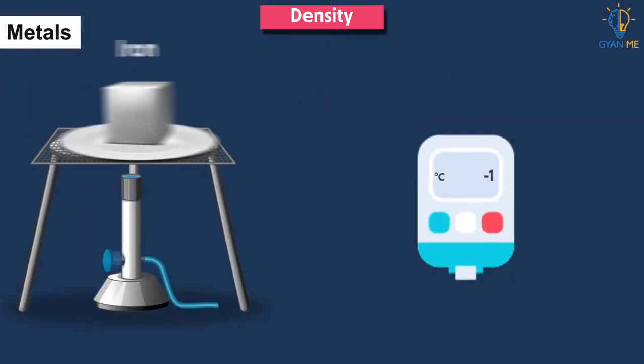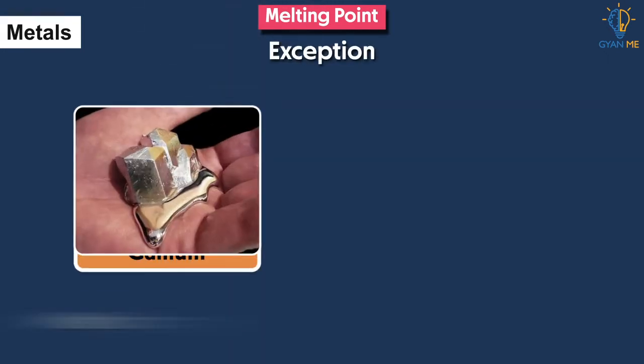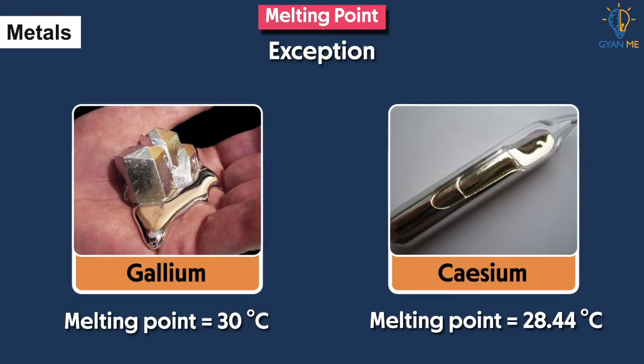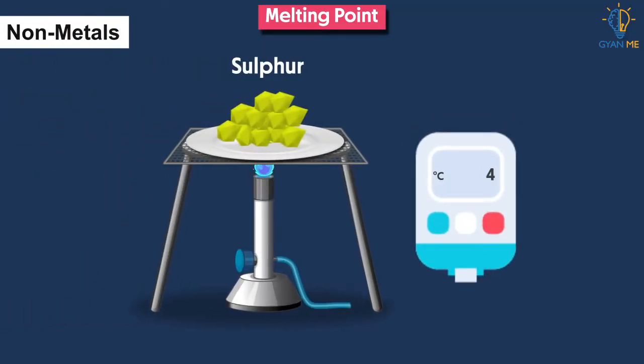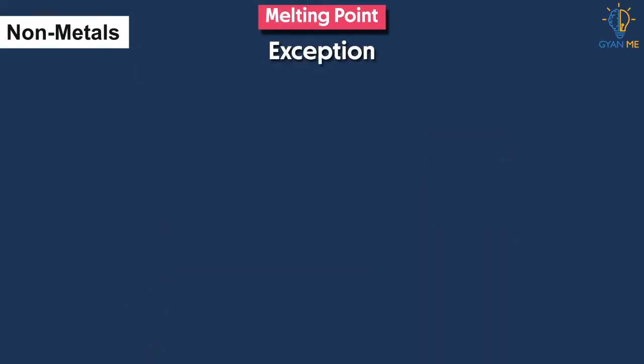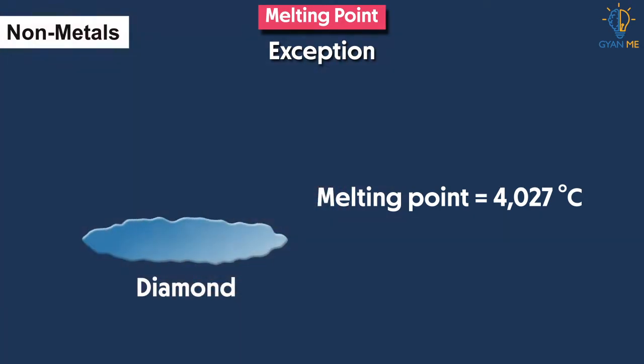Generally, metals have high melting point and boiling point. Exception to this are gallium and cesium that melt even at room temperature and hence exist as liquid. While non-metals have low melting point and boiling point. Exception to this is a diamond. It has a very high melting point.